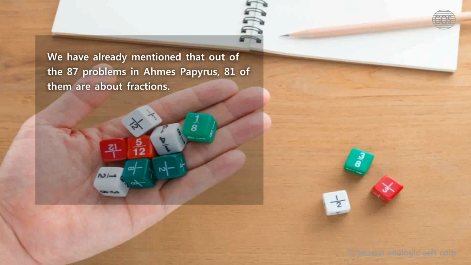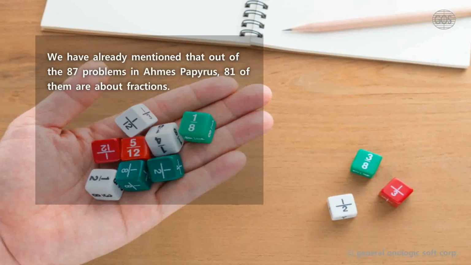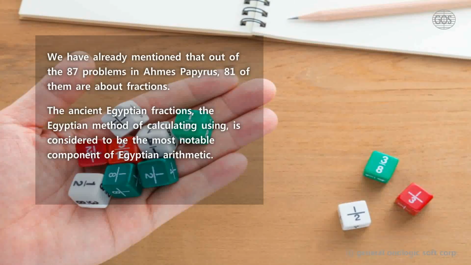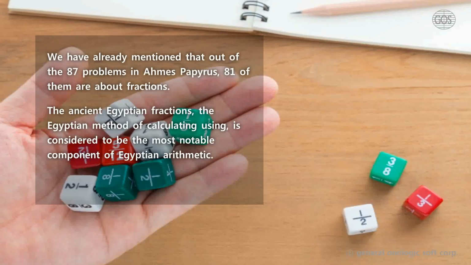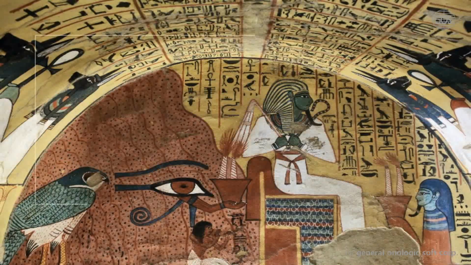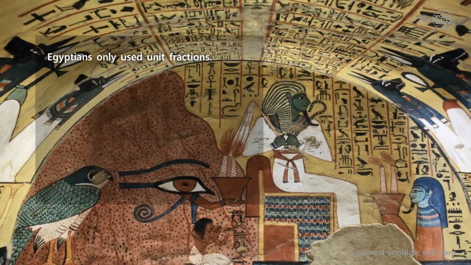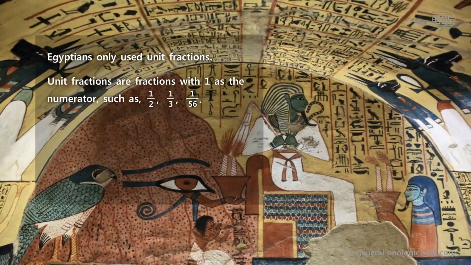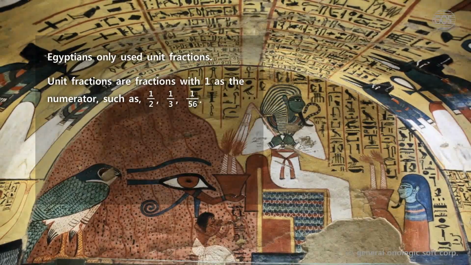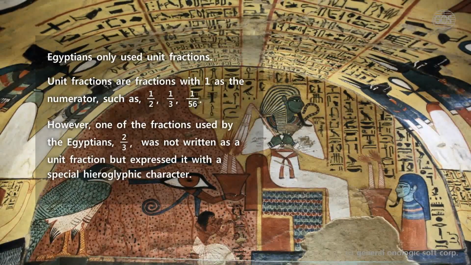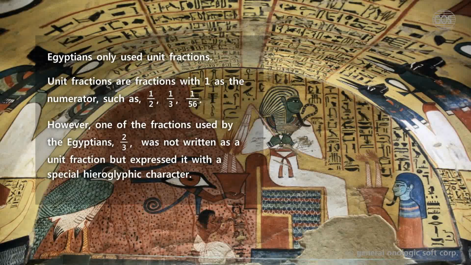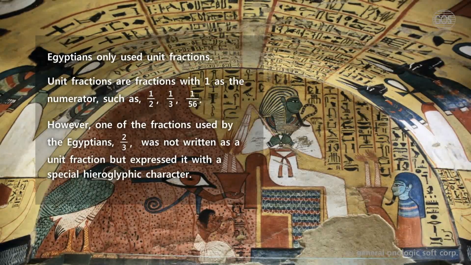We have already mentioned that out of the 87 problems in the Eames Papyrus, 81 of them are about fractions. The ancient Egyptian fractions, the Egyptian method of calculating, is considered to be the most notable component of Egyptian arithmetic. Egyptians only used unit fractions. Unit fractions are fractions with 1 as the numerator, such as 1/2, 1/3, and 1/56. However, one of the fractions used by the Egyptians, 2/3, was not written as a unit fraction but expressed with a special hieroglyphic character.